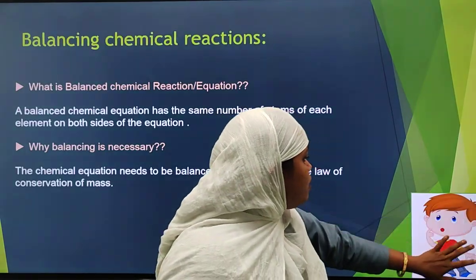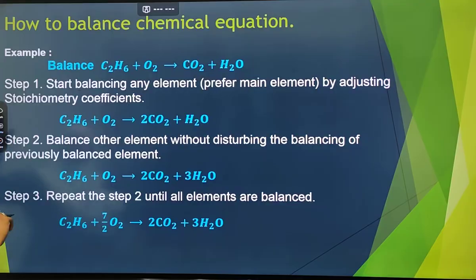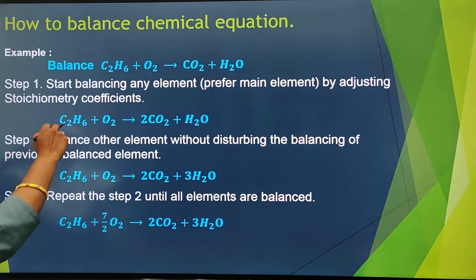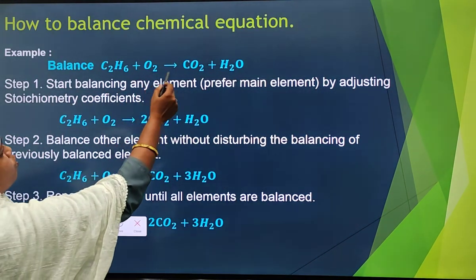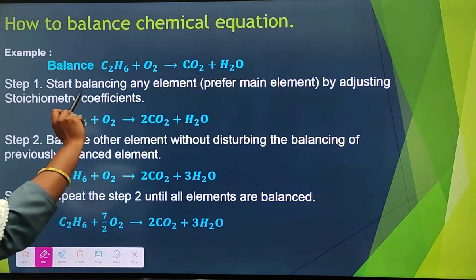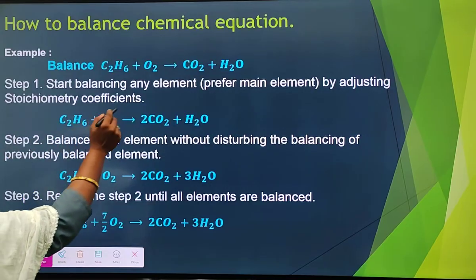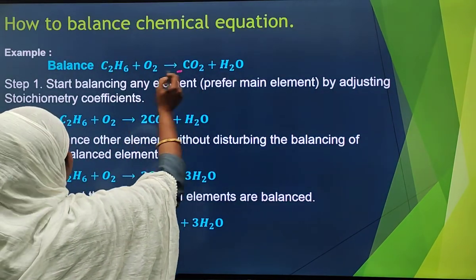So let's solve one example. Over here I have given a chemical equation of C2H6 plus O2 gives CO2 plus H2O. Now you see over here that the equation is not balanced, where you can see missing numbers.